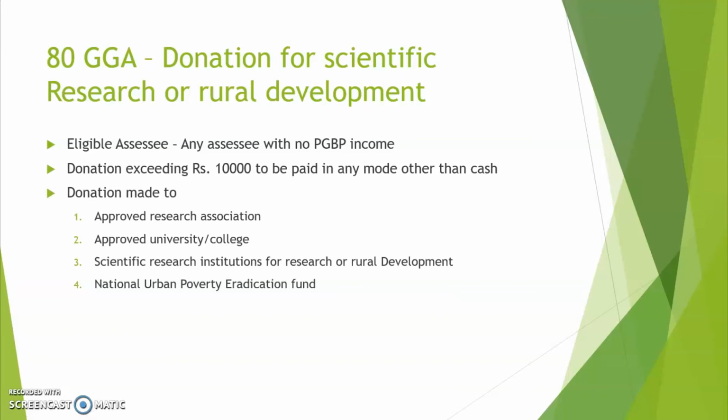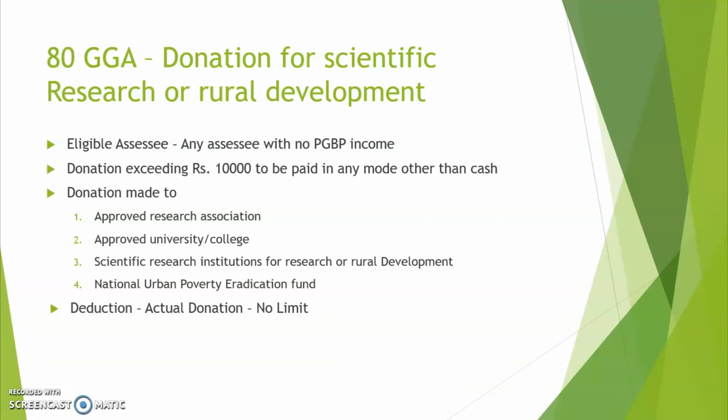So donation for scientific research or rural development can be made to: one, an approved research association; two, an approved university or college; three, scientific research institutions for the purpose of scientific research or rural development; and finally, National Urban Poverty Eradication Funds. So these are the 4 parties to whom we can make a donation and claim that donation as a deduction under section 80GGA.